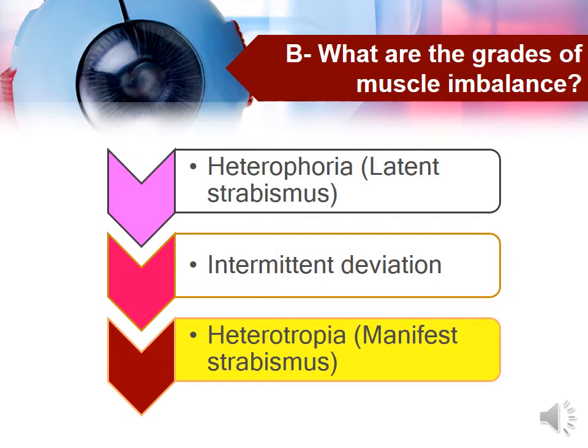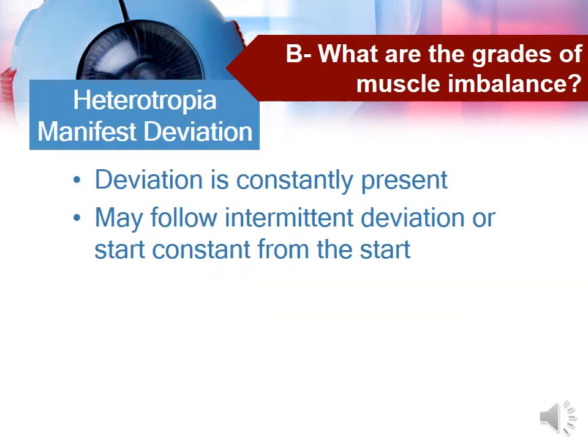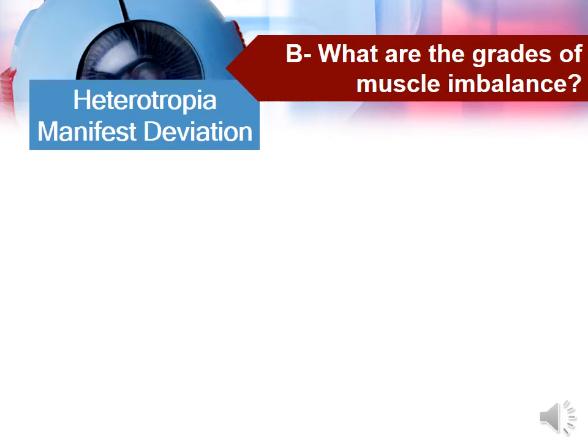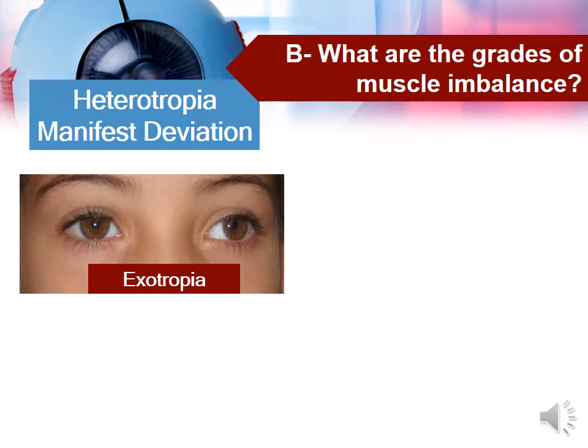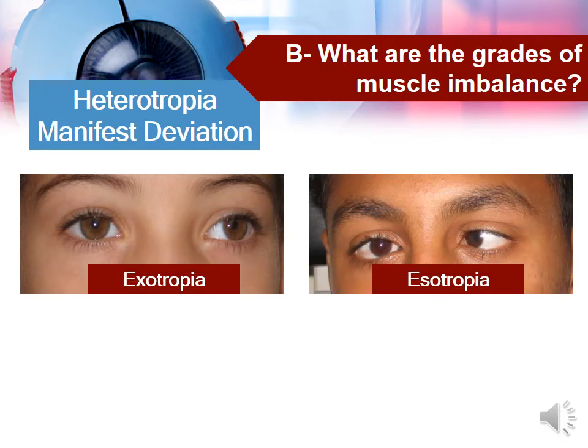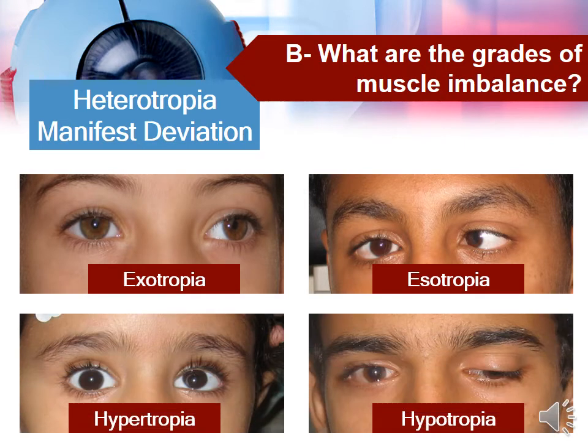Heterotropia or manifest strabismus is the highest degree of muscle imbalance, where the brain loses control over the deviation. In heterotropia, the deviation is constantly present. It may follow intermittent deviation or start as a constant strabismus from the beginning. The deviation may show as exotropia or divergent strabismus, esotropia or convergent strabismus, or hyper and hypotropia, in which the deviating eye is higher or lower than the fixing eye.